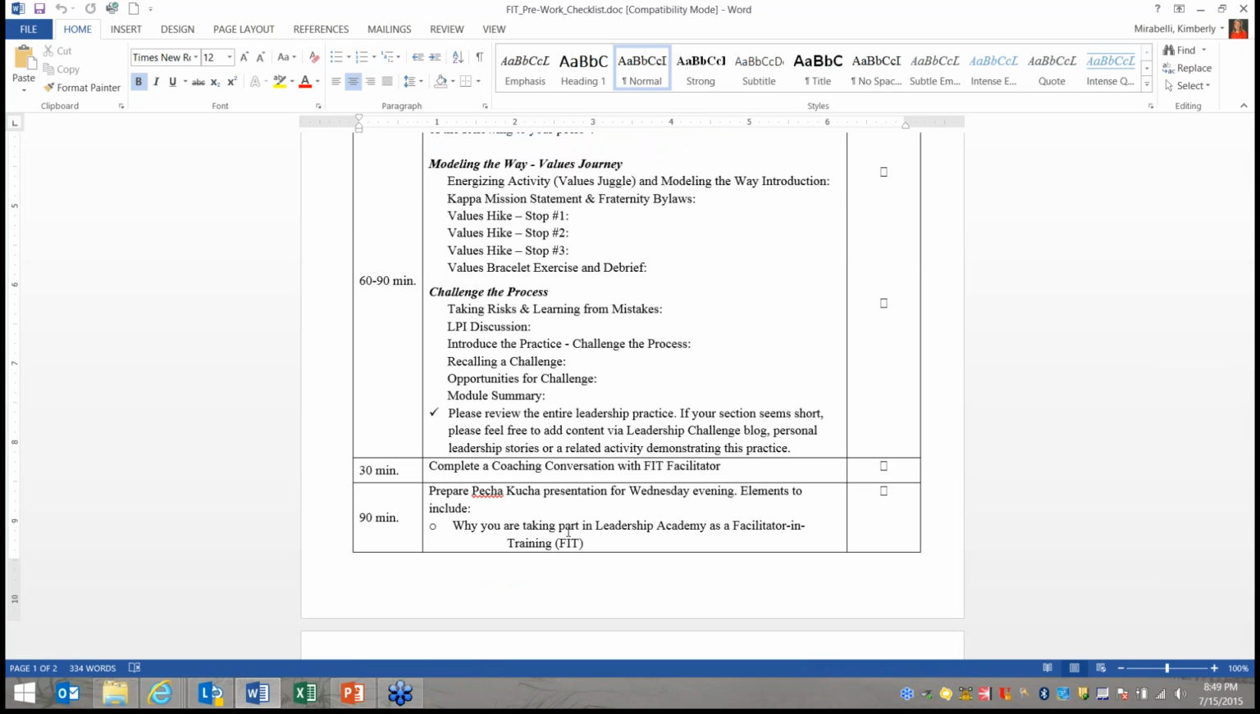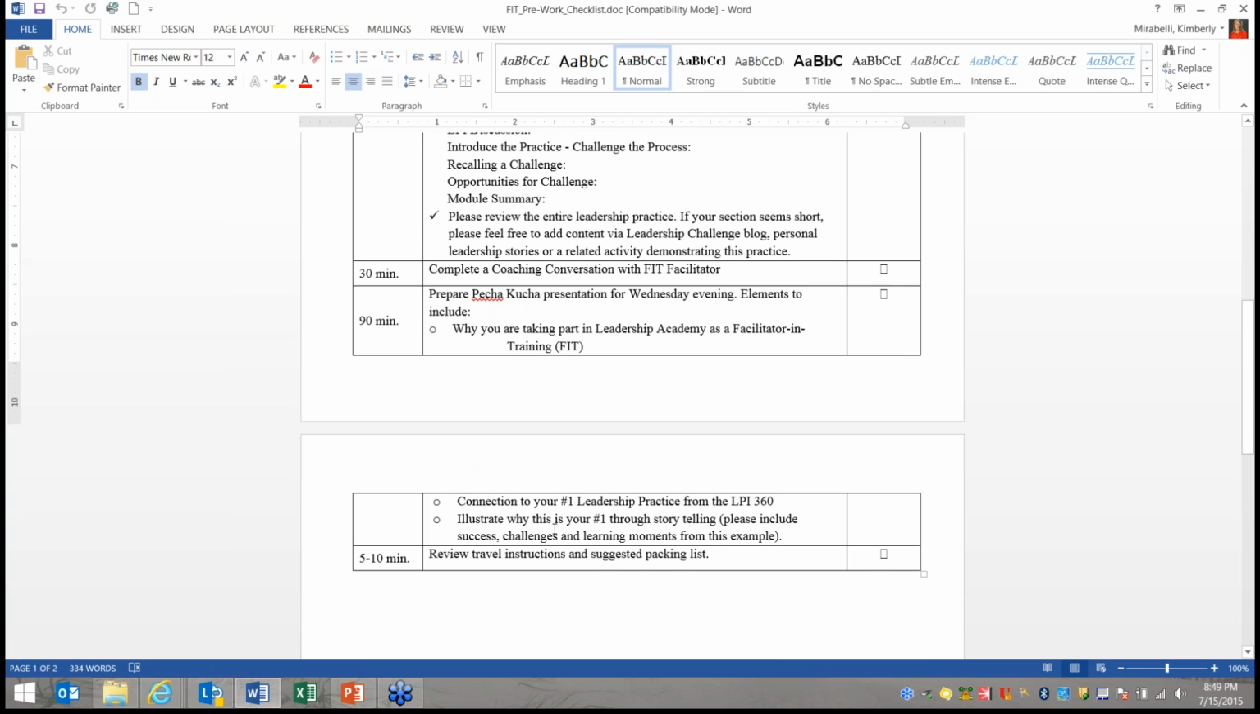And then the other big part that we're going to ask you to do is to put the PechaKucha presentation together, which will be done again on Wednesday evening. And it says here the elements to include: why you're taking part, the connection of the number one leadership practice, and to do this through storytelling, talking about success, challenges, and learning moments.